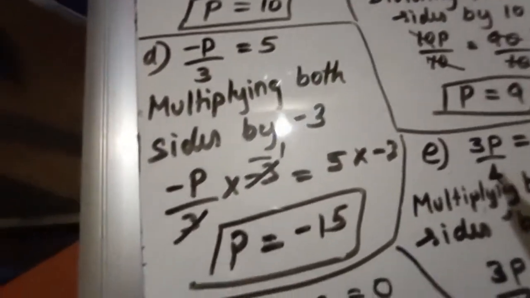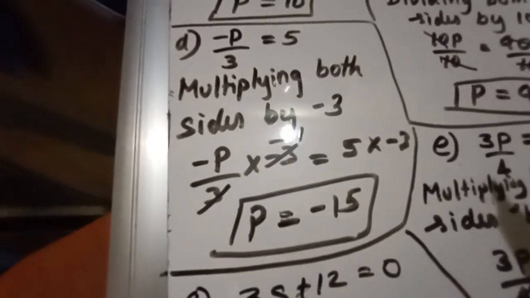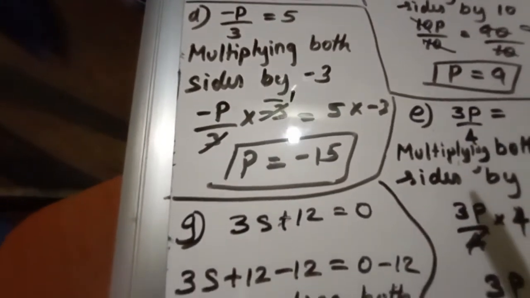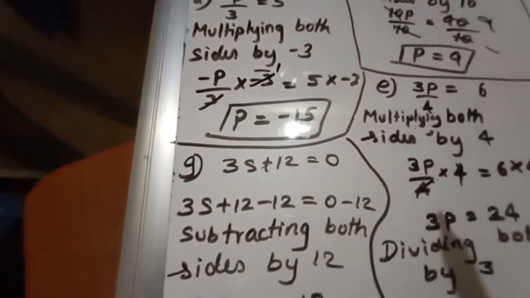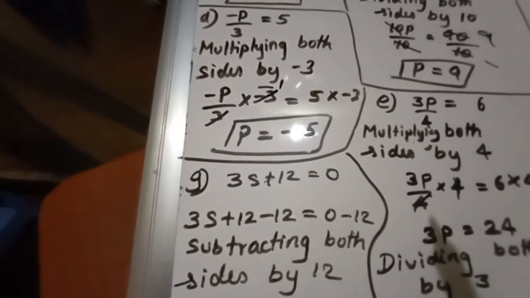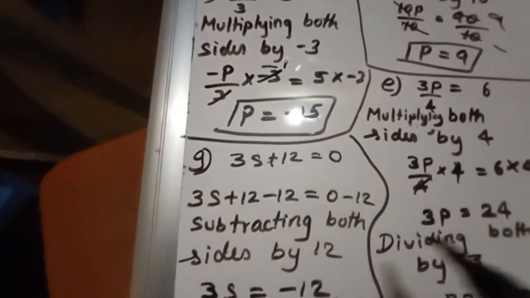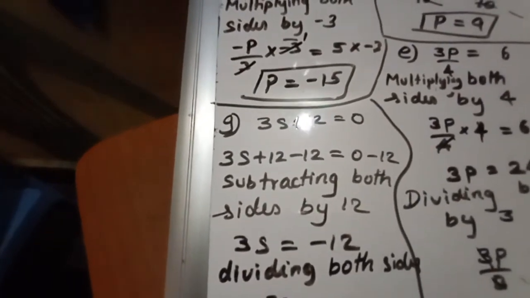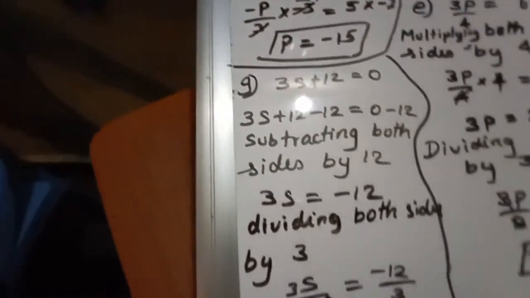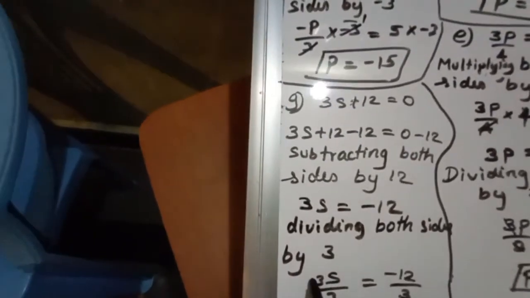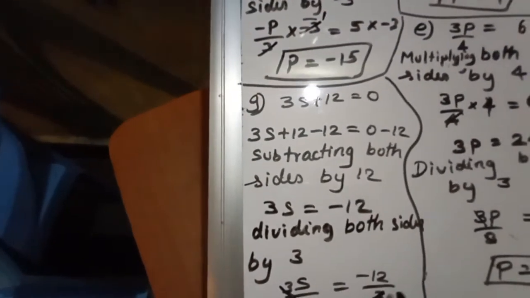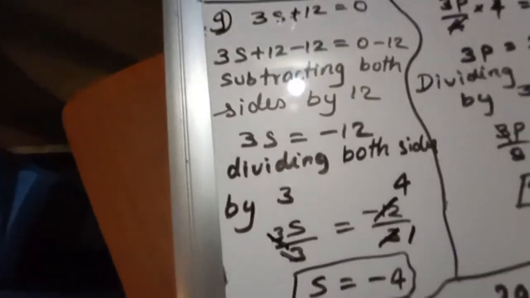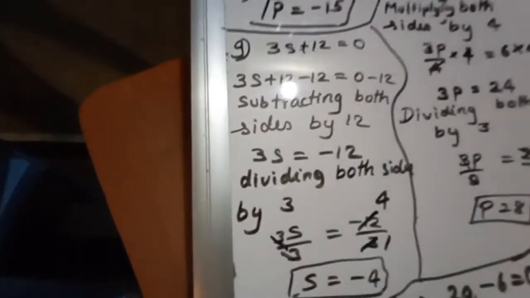3s plus 12 is equal to 0. Here 3s we have to make separate. How? If we subtract 12 from both sides, then it will be cancelled. Minus 12. 3s is equal to minus 12. Dividing both sides by 3, so s will be left out. 3 gets cancelled. 3 ones are 3, 3 4s are 12. But there is a negative sign, so s is equal to minus 4.